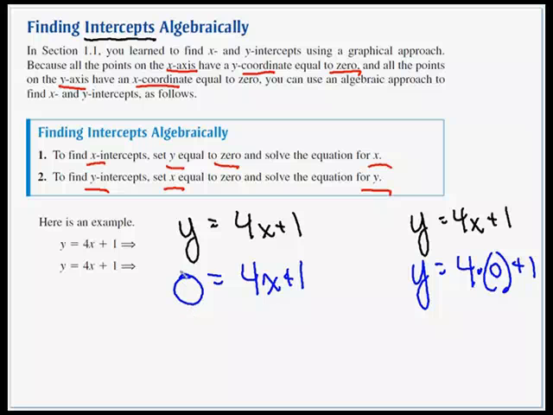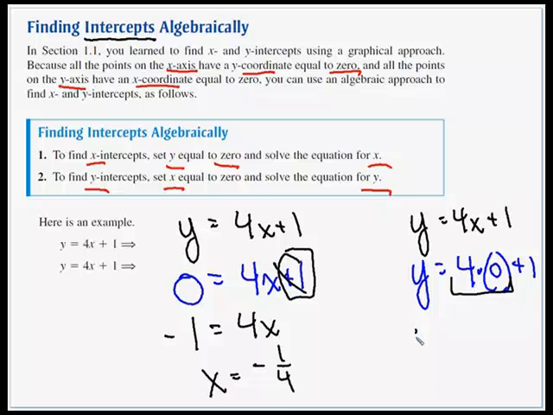So if I solve this one, here is 0, I got this plus 1, I'm going to subtract 1 from each side. So now I have a negative 1 on the left equals 4x, and I divide by 4, and I'm going to get x equals negative 1/4. And then this other equation where I let x equal 0, well here 4 times 0 is 0, so this is simply y equals 1.